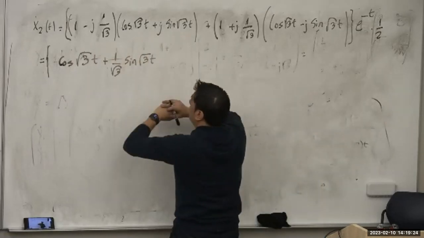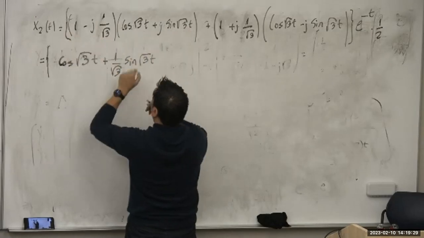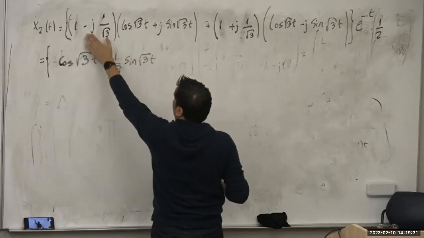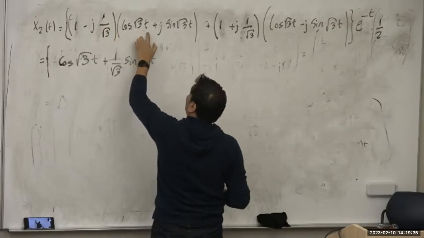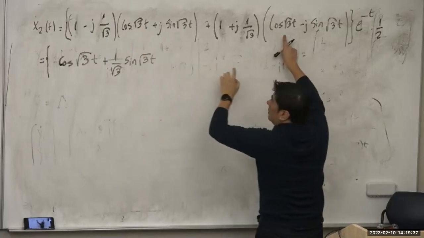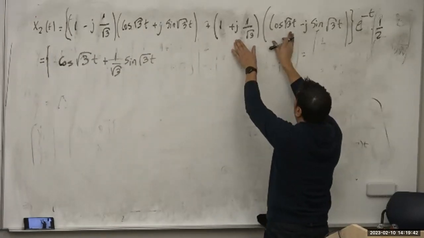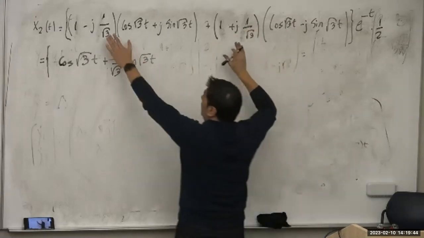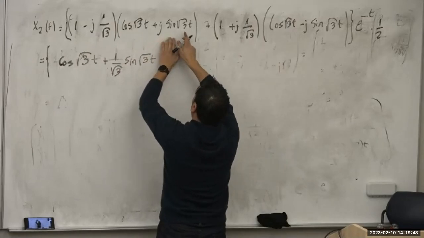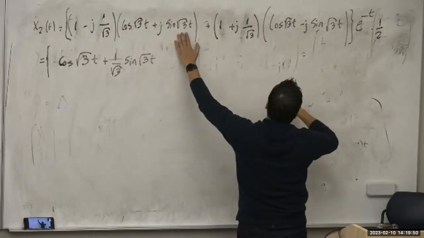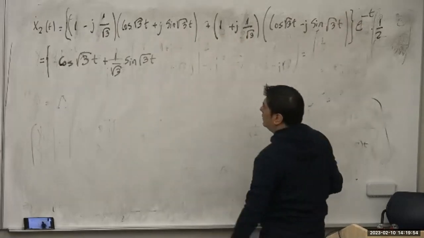We have two imaginary terms, the product of these two and the product of these two. So one of them is going to be negative j 1/√3 cosine of square root of 3t. But if you look here, that term can cancel. It's exactly the same term. And here you have plus j sine of square root of 3t, but here you have the negative of that term. So that will be canceled.